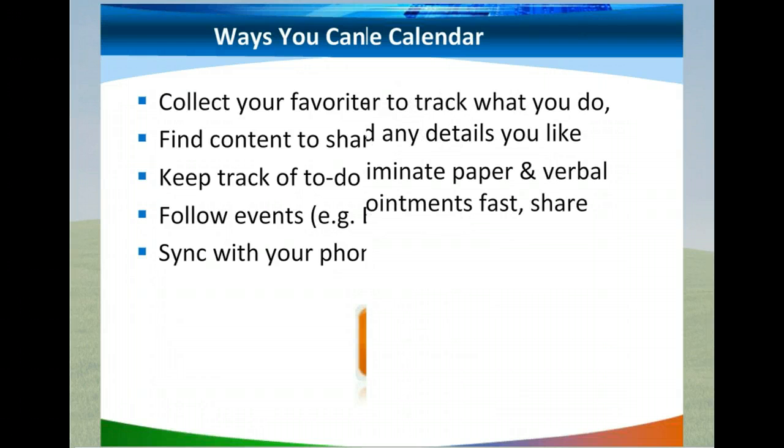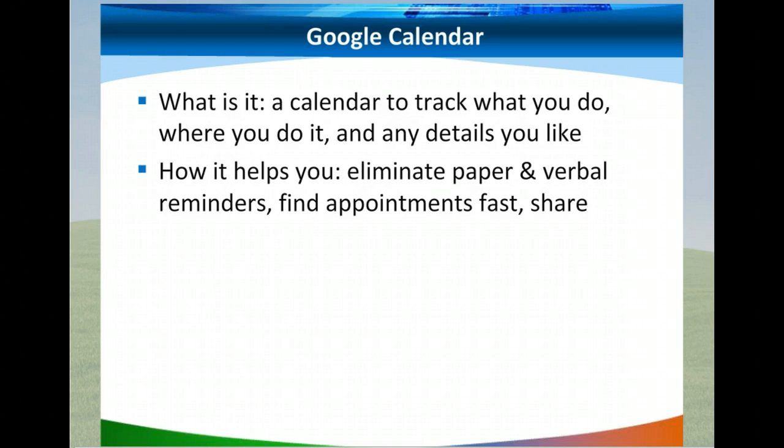So Google Reader. The next thing we're going to get familiar with is Google Calendar, which has been a life-saving tool for me. And I think that it will be for you as well, depending on how you choose to use it. Now, Google Calendar, also known as GCal, is a calendar that will help you to track what you do, where you do it, and any other details that you want. So if you, for example, have a recurring event and you want to track it in there, you can do that within Google Calendar.